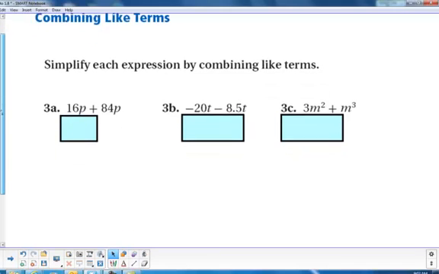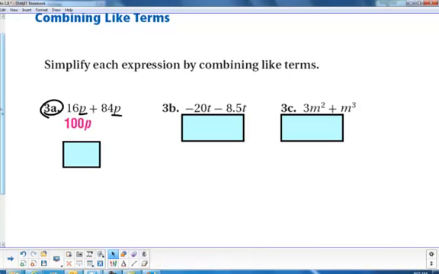So go ahead and see if you can combine the like terms in each of these, and then we'll go through the answers. Hit pause. All right, in 3A, these are both p terms, so 16 plus 84 is 100.